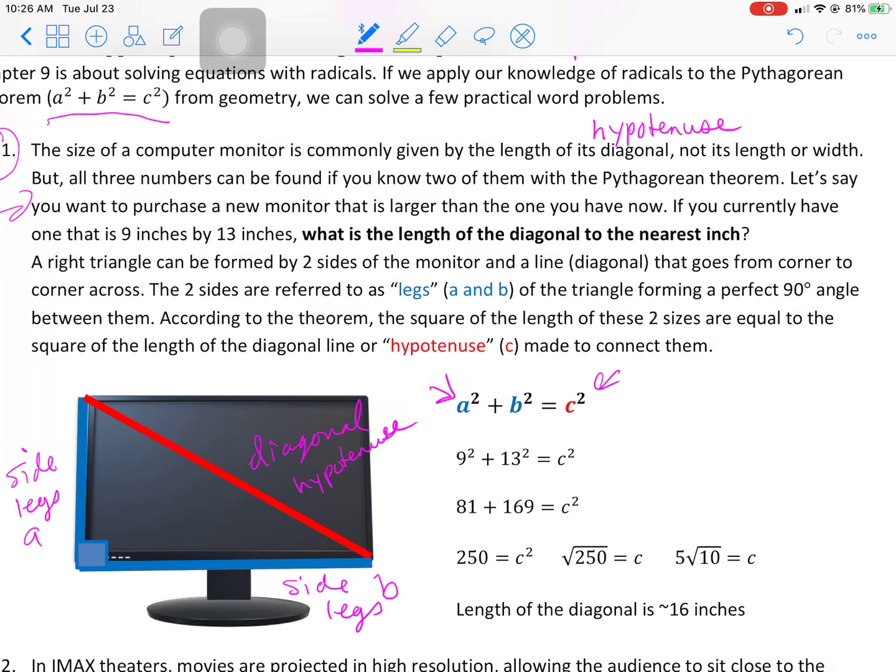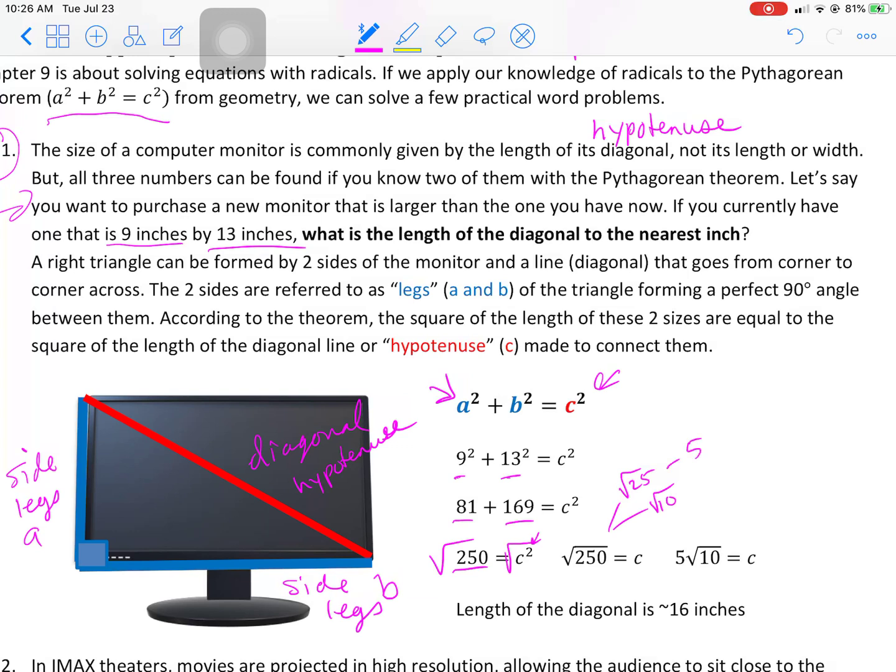So it said back up here we had a 9-inch by 13-inch. Don't care which one's length, which one's width. All we need to do is put one of them here and one of them here and square them. Okay, order of operations says square everything first, then add them together. And this side still says c squared. So in other words, to solve for c, you need to square root both sides. That's going to give you the square root of 250. The square root of 250 is the square root of 25 times the square root of 10.